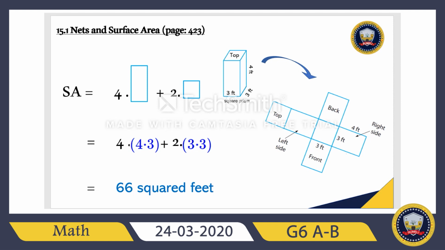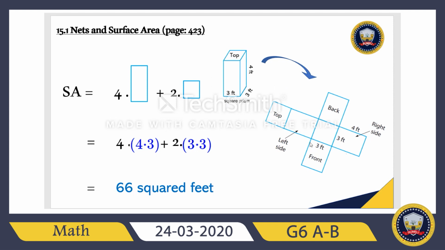Alright, so the area of one rectangle, let's take this one, that is length times width, so it is 4 times 3 for 1, multiplied by 4 because I have 4 sides, so it is 4 times 4 times 3. This is the length and this is the width. These are 4 sides, plus 2 times the area of base, because I have 2 bases, one here and one here, one from the bottom and one from the top.